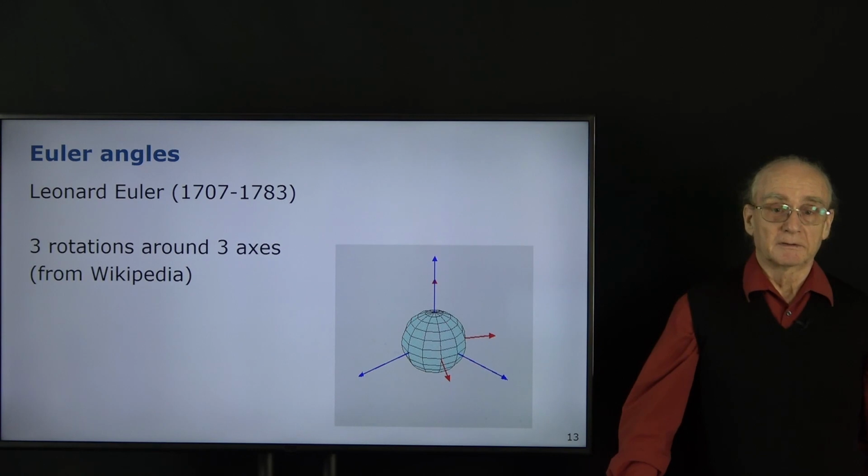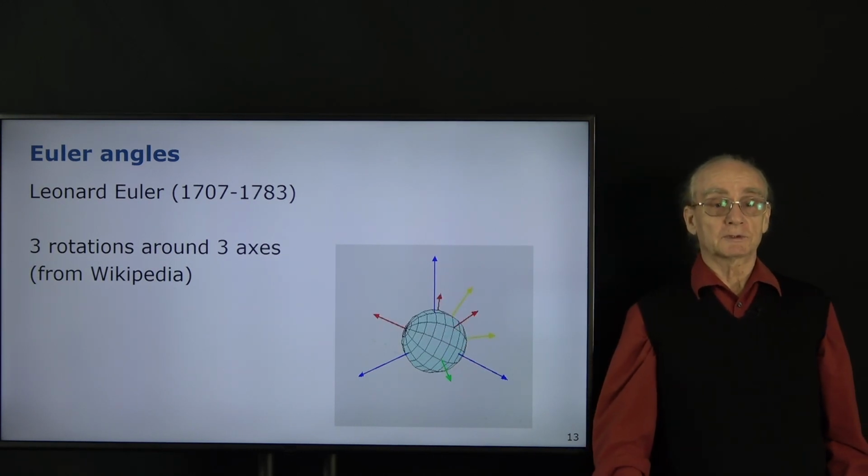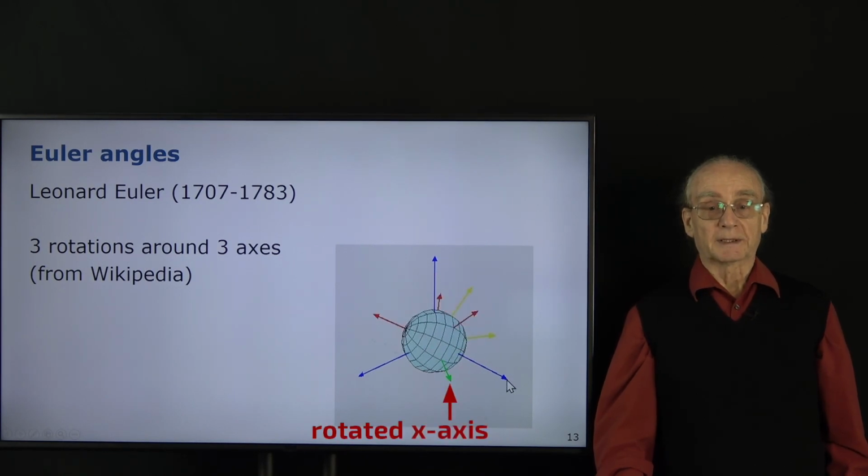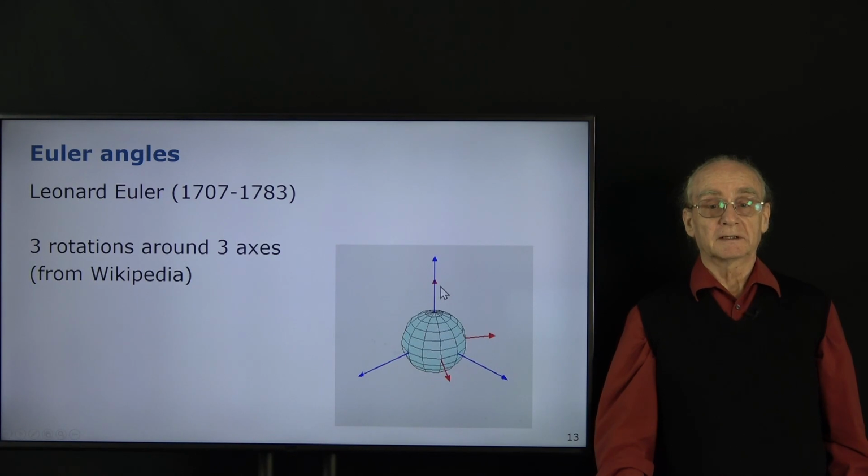Euler, already in the 18th century, proposed that you can describe a 3D rotation by 3 rotations around 3 axes. So let's look at this animation taken from Wikipedia. You first rotate around the z-axis, like here. Then you rotate around the x-axis, like here, and then you rotate again around the rotated z-axis.